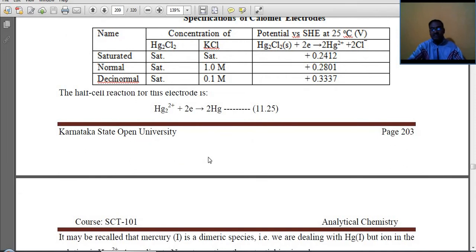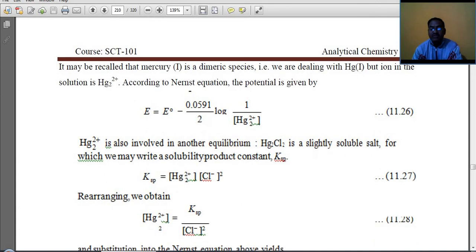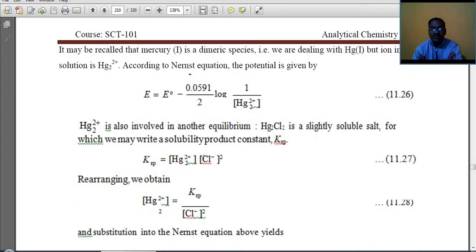The half cell reaction for this electrode is Hg2 2+ gaining electrons to give Hg. It may be recalled that mercury is a dimeric species, but the ions in solution are Hg2 2+. According to the Nernst equation, E is equal to E0 minus 0.0591 by 2 log 1 by the concentration of Hg2 2+.